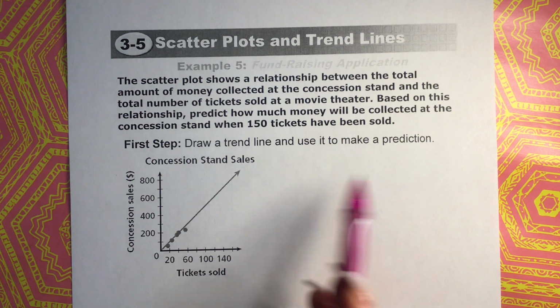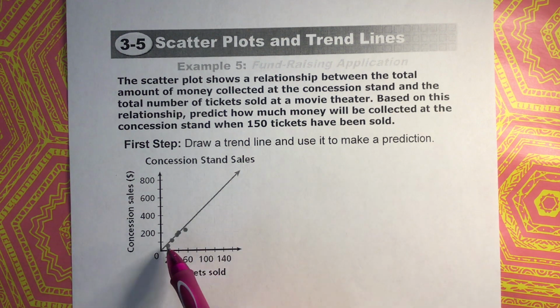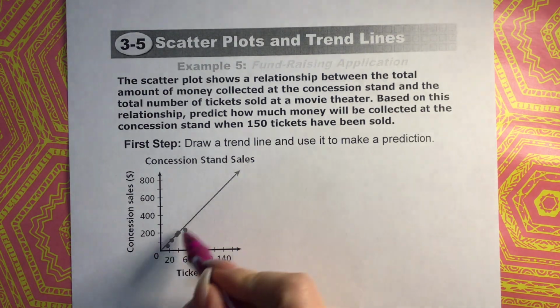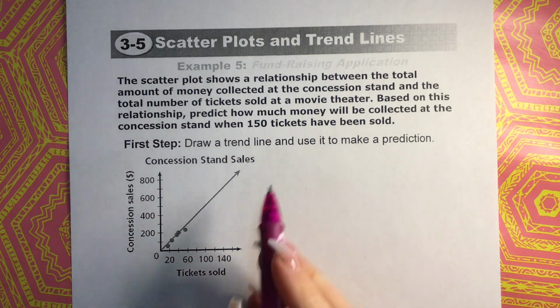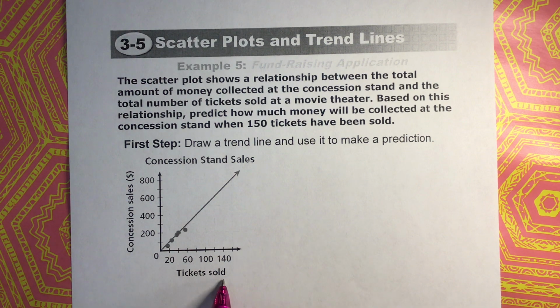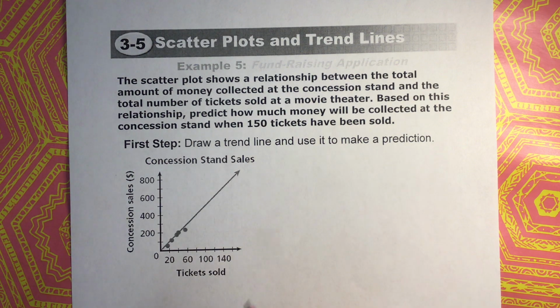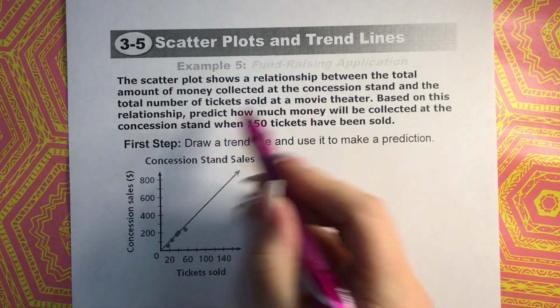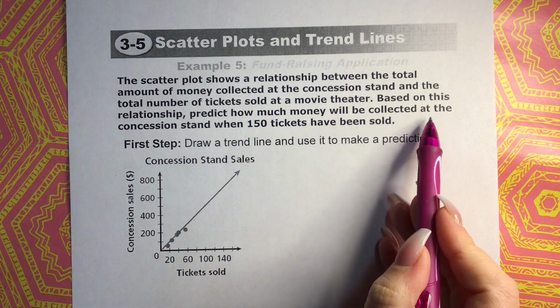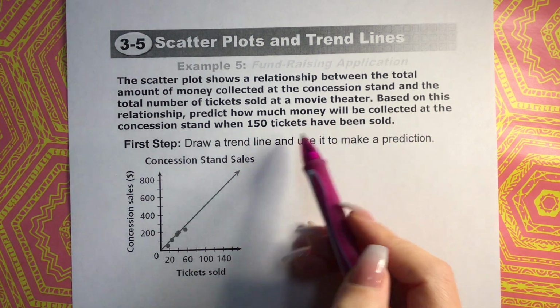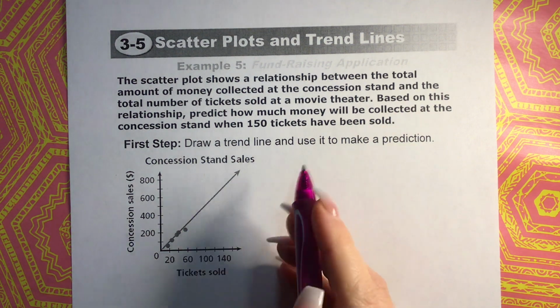So usually what happens, there's a table of points, and you plot those points as a scatter plot, right? And then you draw a trend line just like we did in those previous examples. So this is the trend line that was drawn. Make sure that when you're dealing with this, you label the axes. So this is the tickets sold, this is the concession stand sales. So what we want to know is predict how much money will be collected. See, we're predicting the future. Predict how much money will be collected at the concession stand when 150 tickets have been sold.